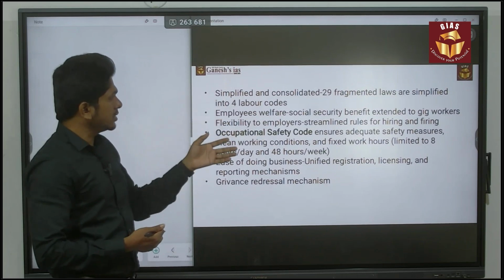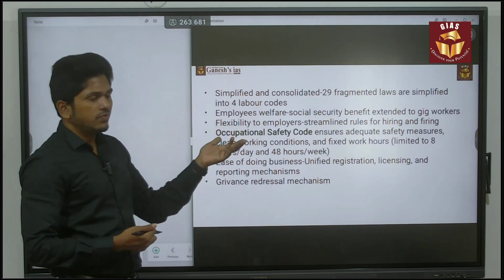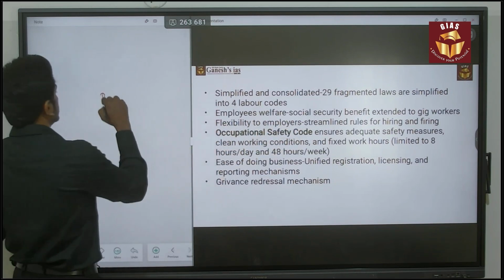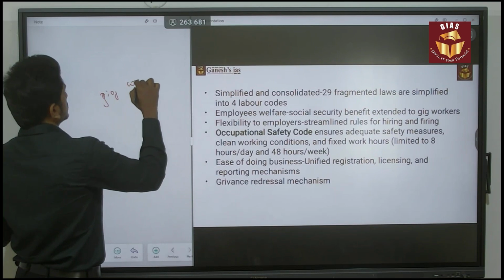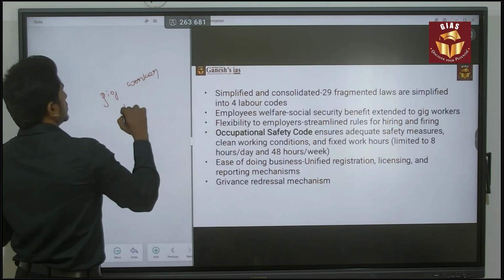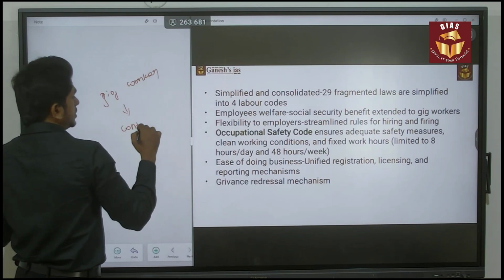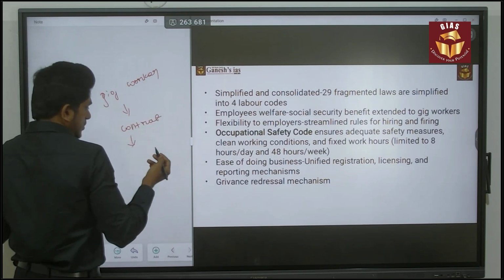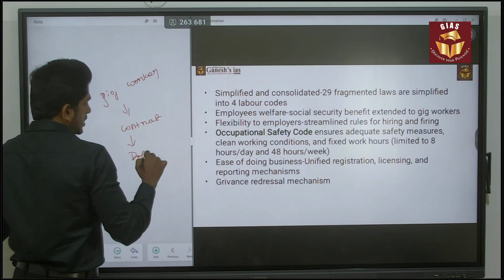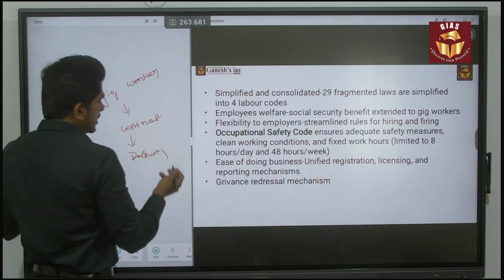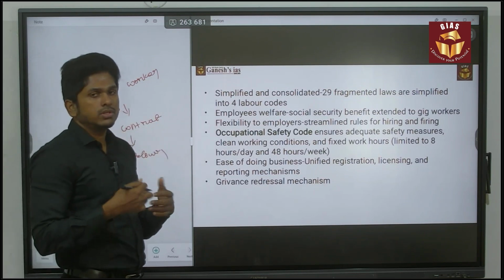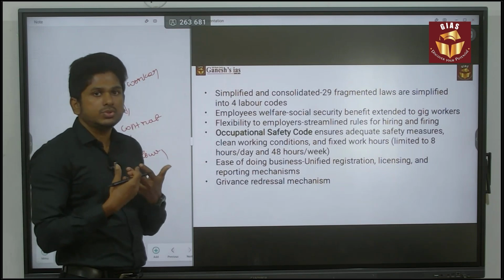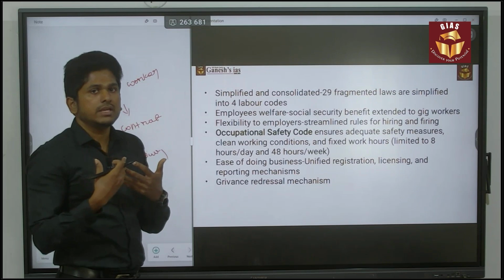Okay, and then it provided employee welfare as social security benefits for the gig workers. So gig workers are nothing but contractual workers. Okay, so they will run on contracts. For example, here it is about the delivery boys, the delivery persons. So these are the guys who come under the gig economy. Okay, so they don't have any social benefits, they won't have any PF or insurance facilities or health insurance, like anything will be there.